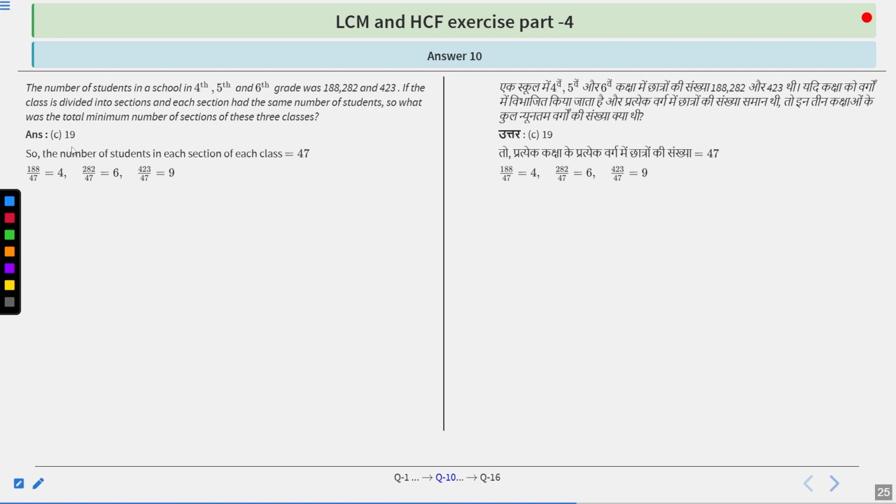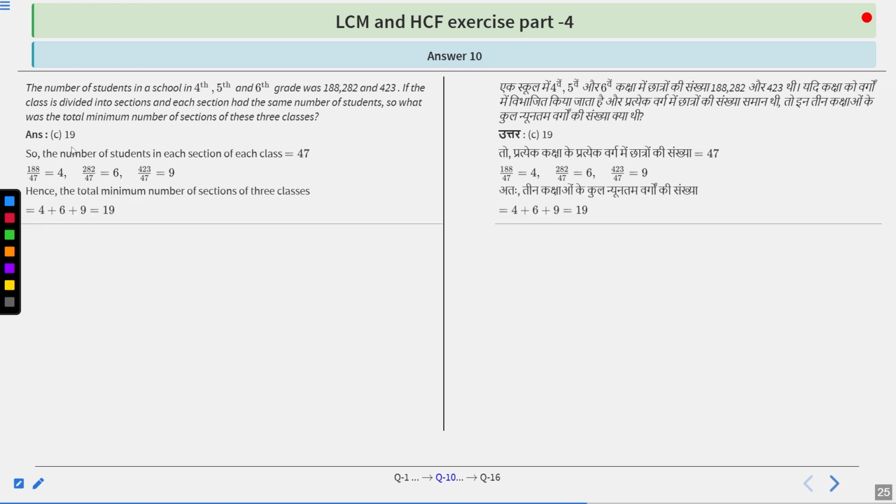So in grade 4th, there were 188 students. So 188 upon 47, that is 4 sections can be made. In the 5th grade, there were 282 students. So HCF was 47. So 282 upon 47, that is 6 sections can be made. And from the 6th grade, the students were 423. But we have to take out 47 to make a section. So 423 upon 47 is 9. That means from the grade 6, 9 sections can be made. So the total number of sections of the three classes is 4 plus 6 plus 9, that is 19. That means 19 sections can be made from these three grades, 4th, 5th, and 6th. Option number C is the correct answer.